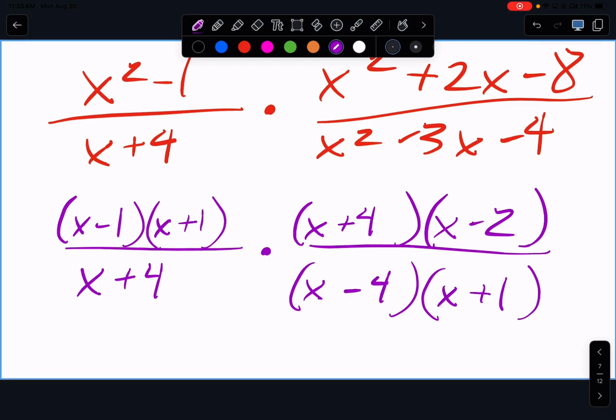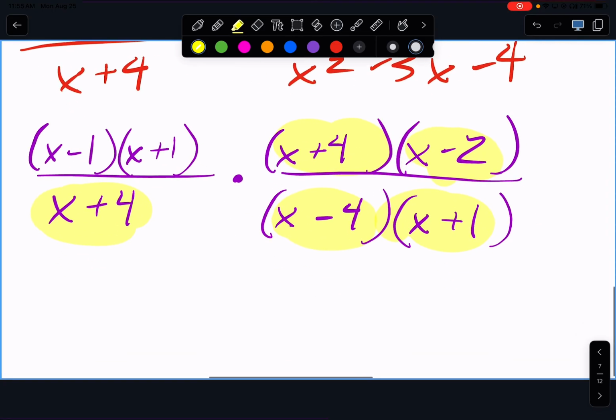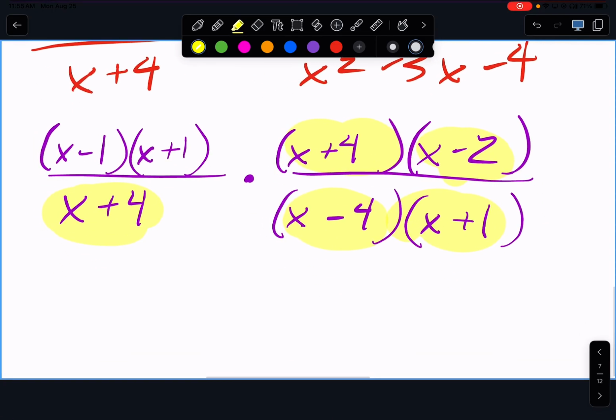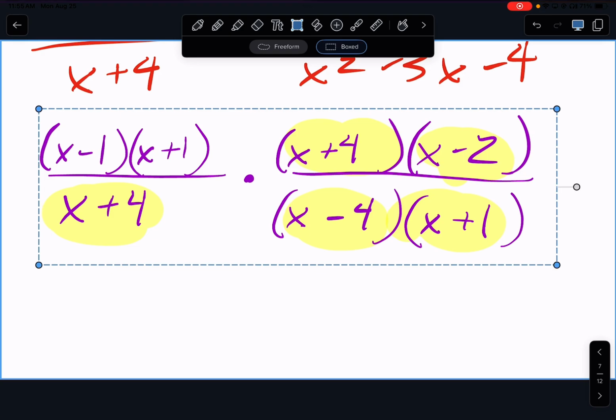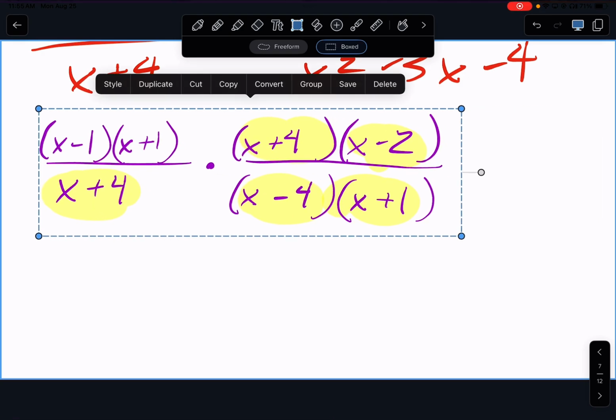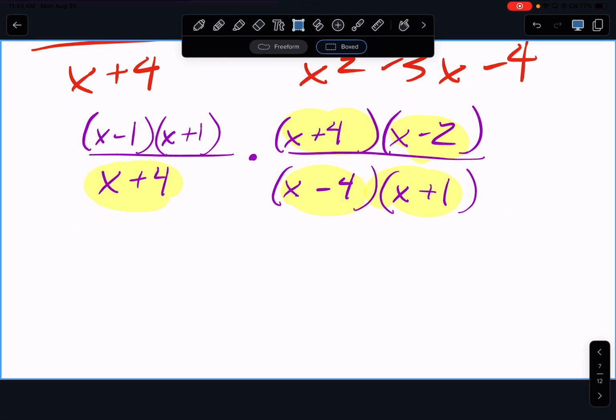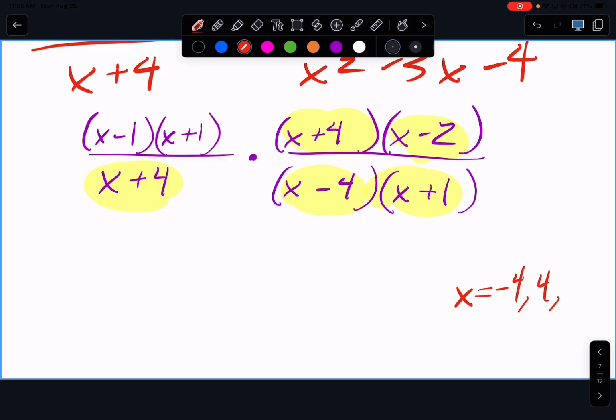Now let's think about our excluded values. Remember, when we do that, we have to think about the bottom, the current bottom, and then what also used to be on the bottom. So we're going to have to think about all of those. So in this case, x cannot equal negative 4, positive 4, negative 1, positive 2.